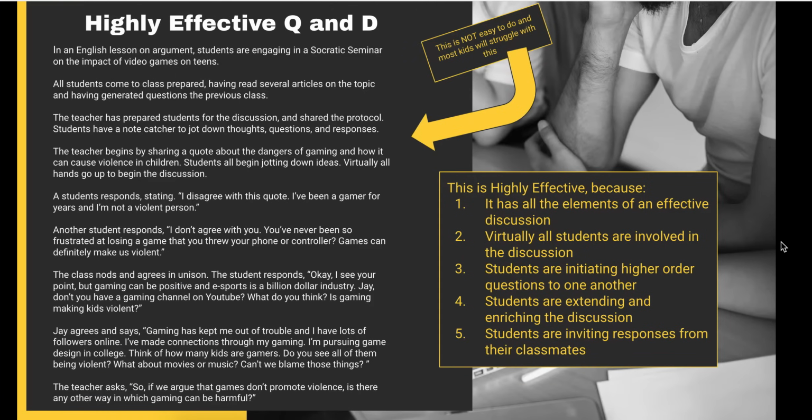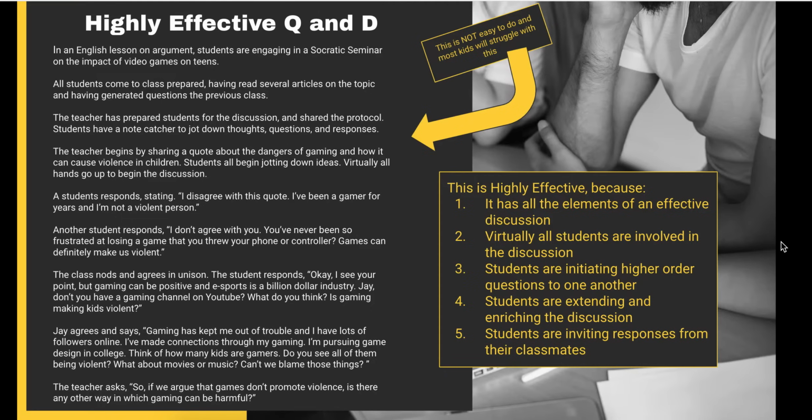Highly effective is challenging. This is a great example of highly effective, but this is not easy to do. A lot of kids will struggle with this, especially students who are in elementary, middle, lower levels of high school. They're going to have a very hard time getting to this level of discourse with one another. I've really only seen this highly effective level of discourse amongst juniors and seniors.